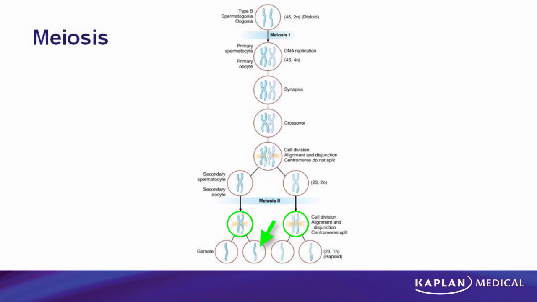And so now we'll only have a single-stranded chromosome. So now we stop calling it a chromatid. We just call it a chromosome again. We'll only call it a chromatid if there are two of them for each chromosome. Now we'll just call it a chromosome.